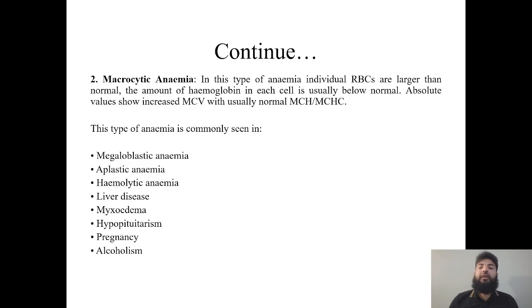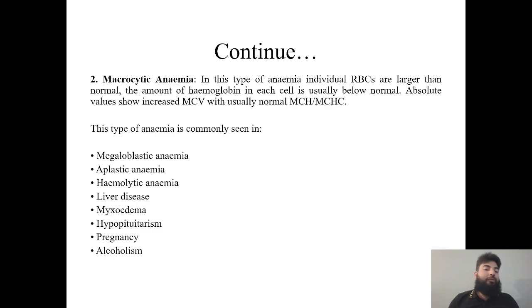Then macrocytic anemia. In this type of anemia, the RBC size is larger than normal, and absolute values show increased MCV and normal MCH and MCHC. And this type of anemia is commonly seen in megaloblastic anemia and aplastic anemia. Megaloblastic anemia is due to deficiency of B12, which is also called pernicious anemia, and folic acid, while in aplastic anemia, when the bone marrow is unable to produce blood cells, it also leads to the formation of macrocytic cells.